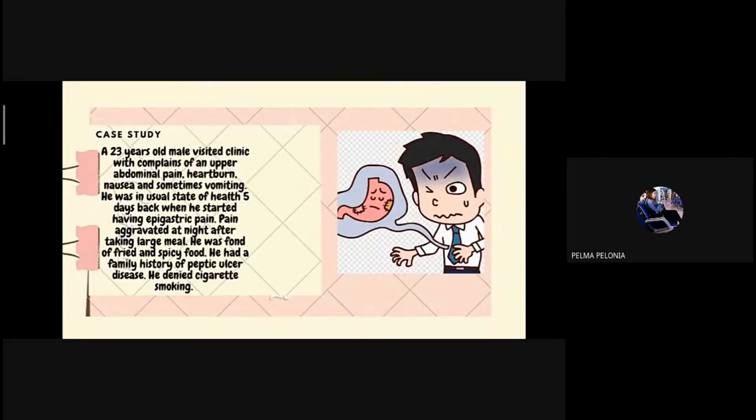For the case study, a 20-year-old male visited the clinic with complaints of upper abdominal pain, heartburn, nausea, and sometimes vomiting. He was in his usual state of health 5 days back when he started having epigastric pain. The pain aggravated at night after taking a large meal. He was fond of fried and spicy food. He had a family history of peptic ulcer disease, and he denied cigarette smoking.